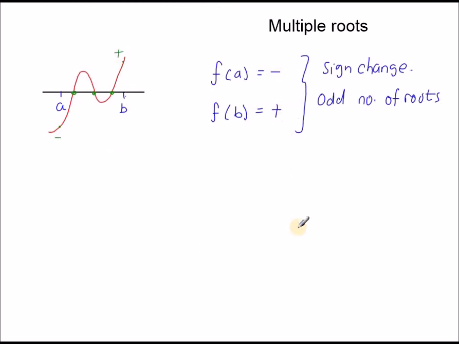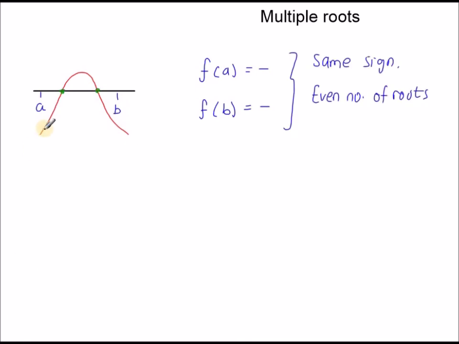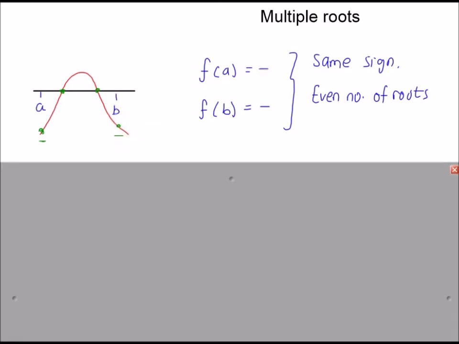There is a sign change, and we have an odd number of roots. So if you have multiple roots and there's a sign change, it means the number of roots is odd. Likewise, in this example, if I chose B to be here, there's one root, but if B is down here, so the interval's too wide, we now have 2 roots here and here, and the y coordinate here is negative. The y coordinate here for x equals b is also negative.